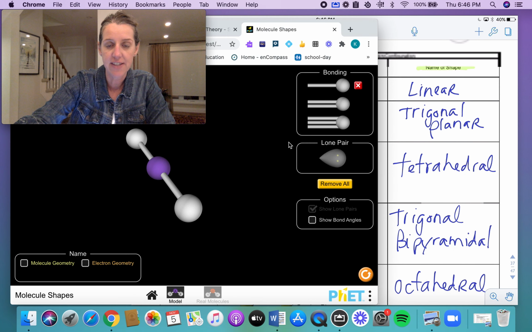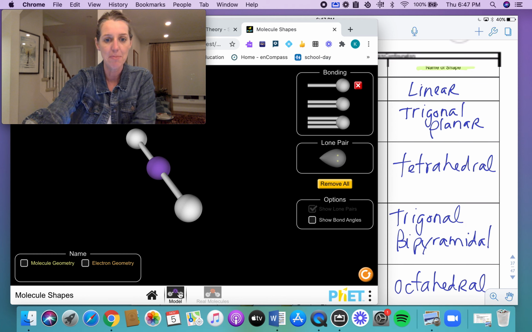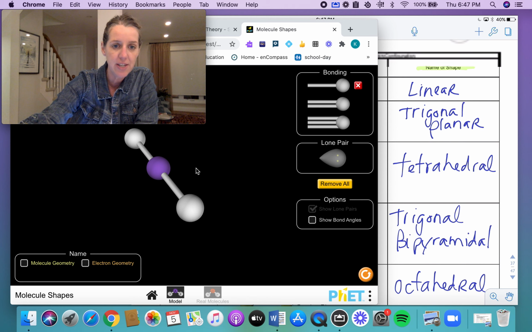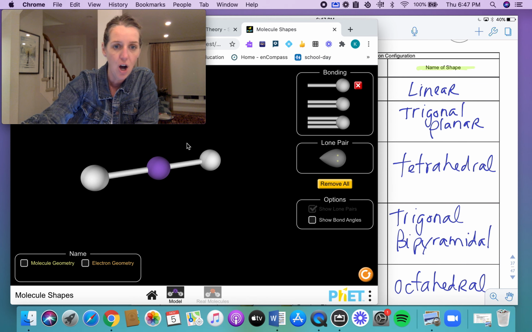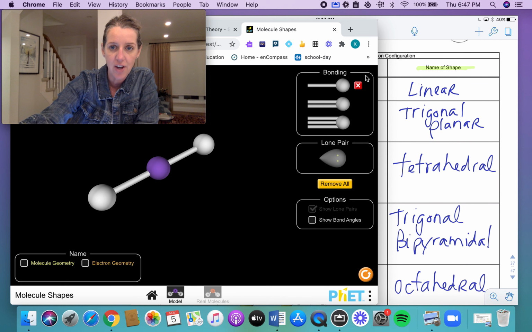the PhET simulation what you're going to do. You're going to go into the link, and you're going to click on the model. From the model, you can take this molecule, and you can simply spin it around. Okay? All you need to do is add on or subtract how many bonds. So if I have two things, you can see that that's going to be a linear shape. Okay, I'm just going to click on this one and the answer will come up here.